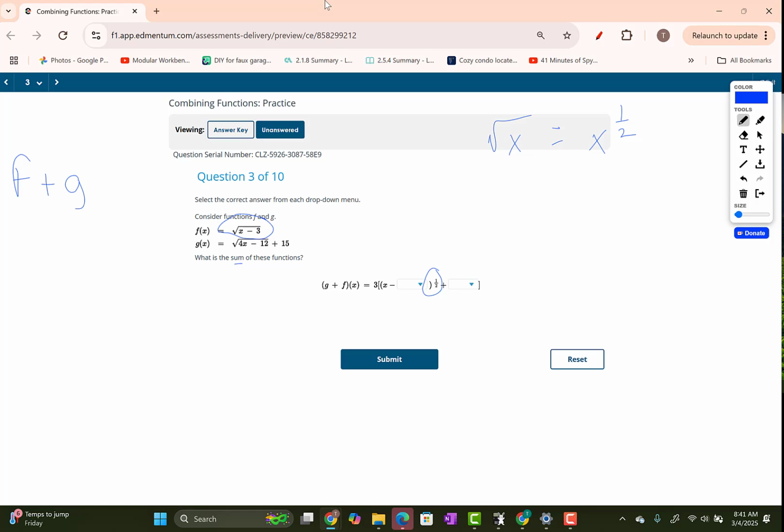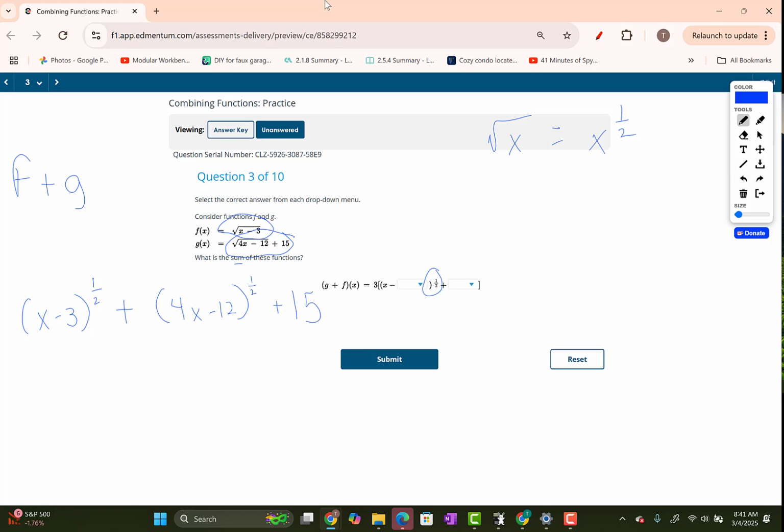Remember, we're adding these two together. I'm going to rewrite the f function as x minus 3, raised to the 1/2 power. And I'm going to add to it the g of x function, which is 4x minus 12, raised to the 1/2 power, plus 15. And so at first glance, I cannot add these together. I can't really do much here because in order to add those together, the exact same expression has to be on the inside of the parentheses.